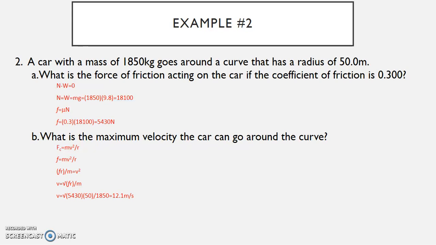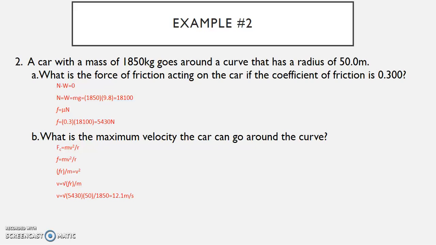A lot of students forget to convert the kilograms into newtons, so make sure you don't forget to do that on the quiz or the test. The second part of this problem, which is letter B, says what is the maximum velocity the car can go around the curve? So now we're looking at the velocity, which remember is tangential to the centrifugal force, or perpendicular to that pull of the inside of the circle.